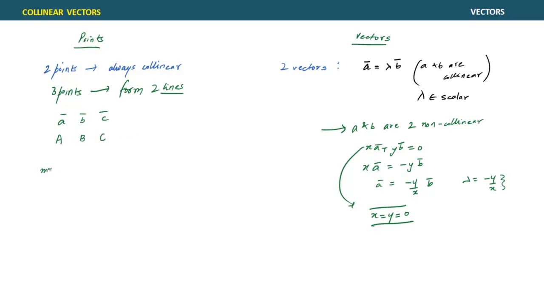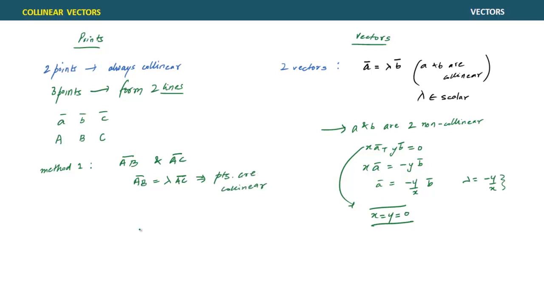So method one here is to form lines out of it. For example, you can form AB vector and AC vector. You can draw like this, and if AB vector is equal to lambda times AC vector, this implies then points are collinear. This is what you can do immediately.